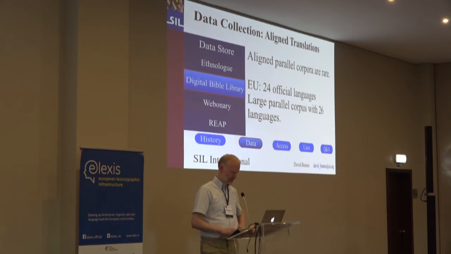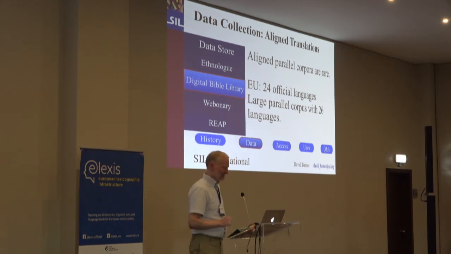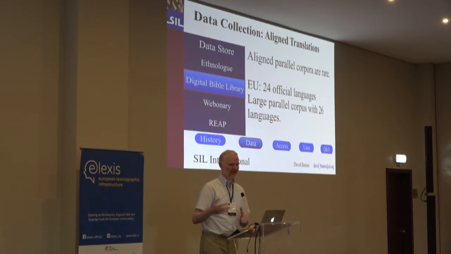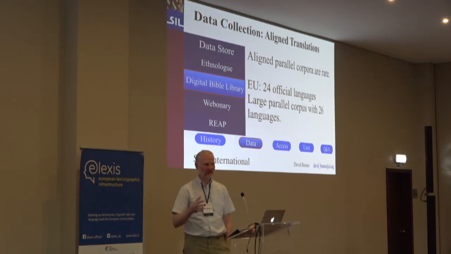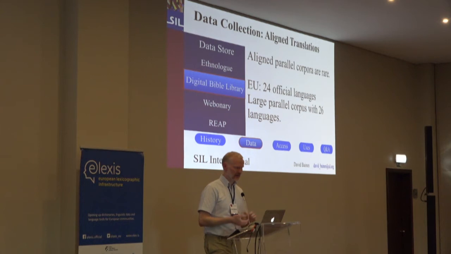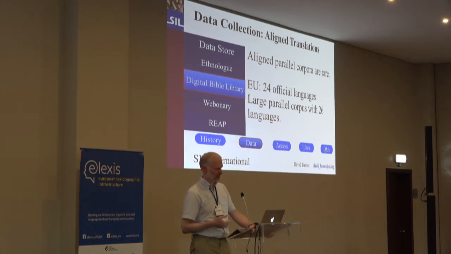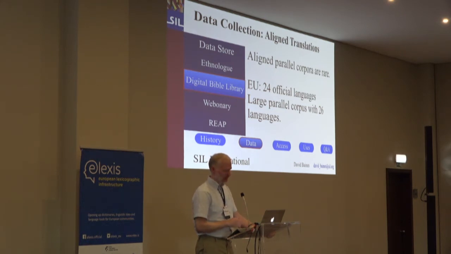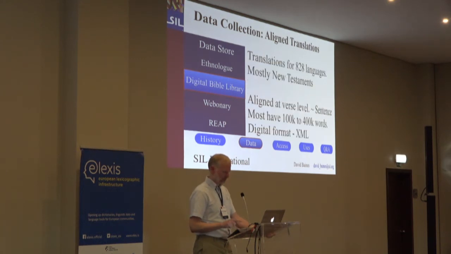Sorry, oh yes, there is more. I thought I was a bit short. We could consider these translations as an aligned parallel corpora, because they're aligned at the verse level, which is roughly sentence level. And aligned parallel corpora are quite rare. The EU has 24 official languages, and they have a fairly large parallel corpus with 26 languages. But as we'll see, we have digital versions of translations for 828, mostly New Testaments, only a few Bibles.